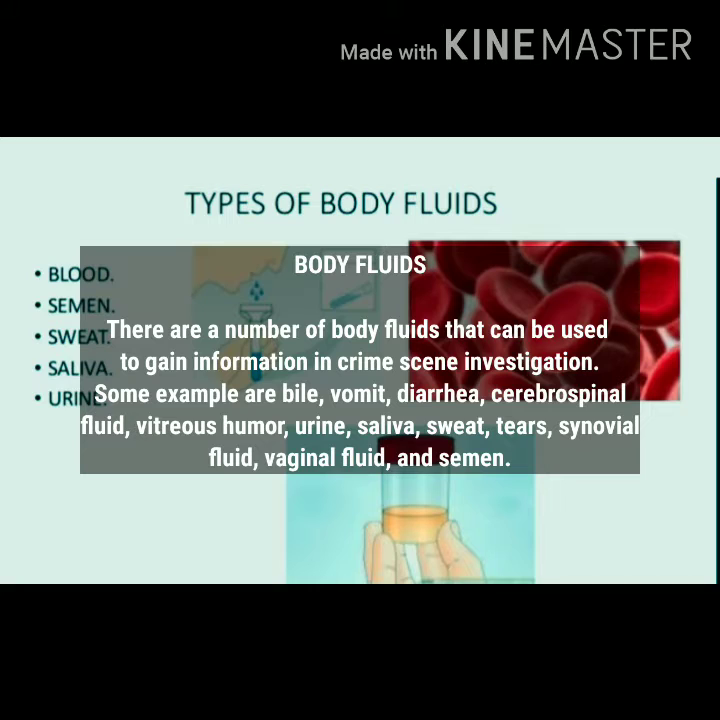The body fluids. There are a number of body fluids that can be used to gain information in crime scene investigation. Some examples are bile, vomit, diarrhea, cerebrospinal fluid, vitreous humor, urine, saliva, sweat, tears, synovial fluid, vaginal fluid, and semen.